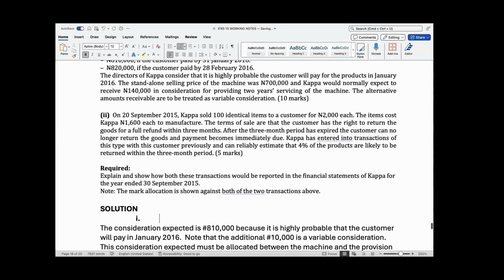Now the II, this one, we sold 100 identical items to a customer for 2,000 naira each. The items cost 1,600 each to manufacture. The terms of the sales are that the customer has the right to return for a full refund within 3 months. After 3 months has expired, the customer can no longer return the goods and payment becomes immediately due. Kappa has entered into transactions of this type with this customer previously. I can estimate that 4% of the goods are likely to be returned.